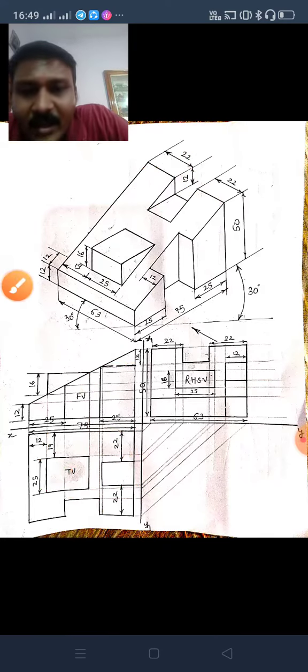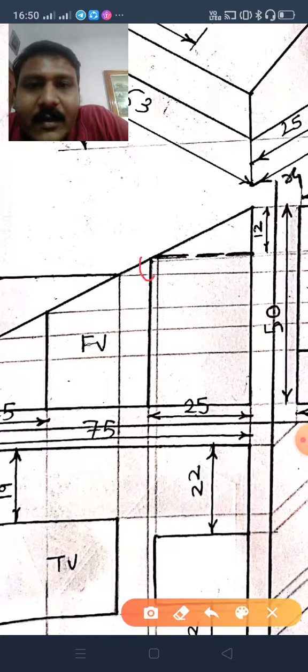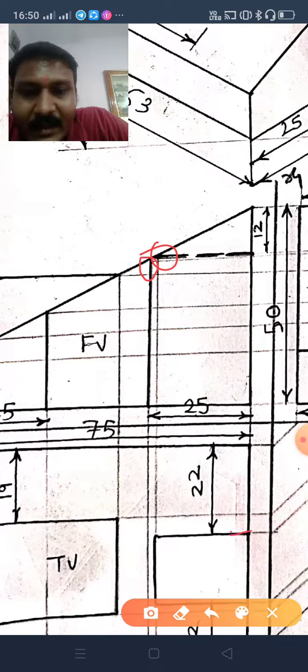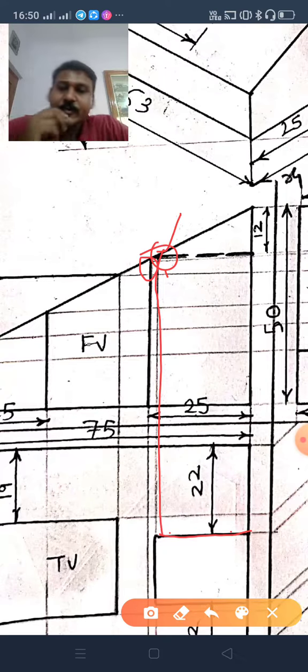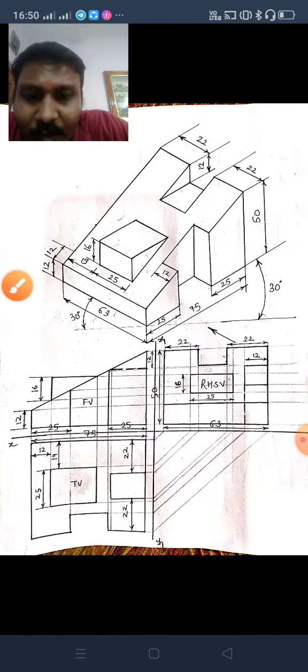So just be very clear, because this point and this point both are different, okay. So be very clear. The box which is visible to you here is by this point only. Okay, so project it likewise, don't get confused. So this is your top view, it is also clear now.